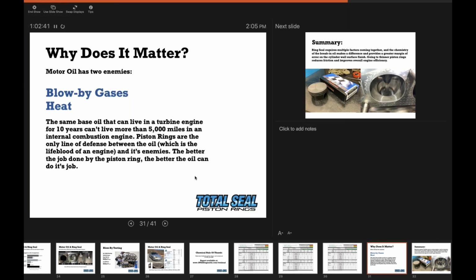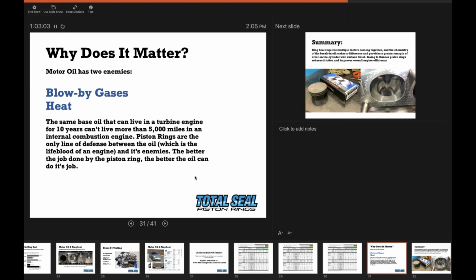Motor oil has two enemies: blow-by and heat. You think about in a stationary, industrial turbine engine, the oil in that engine uses the same base oil that's in motor oil, same base oil that's in gear oil, transmission fluid.